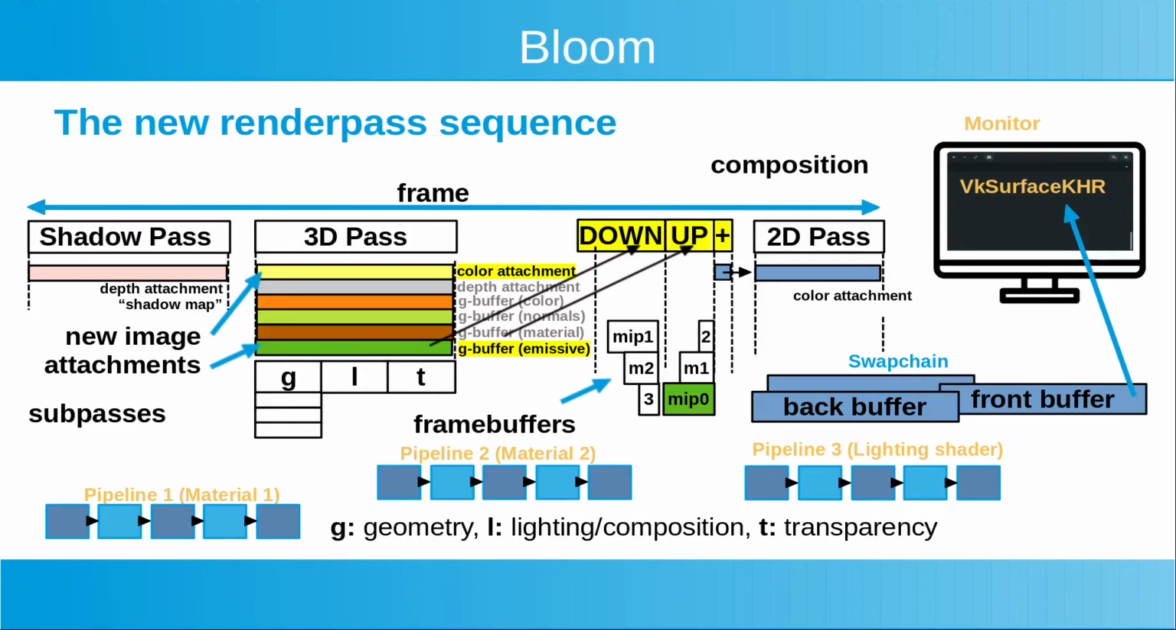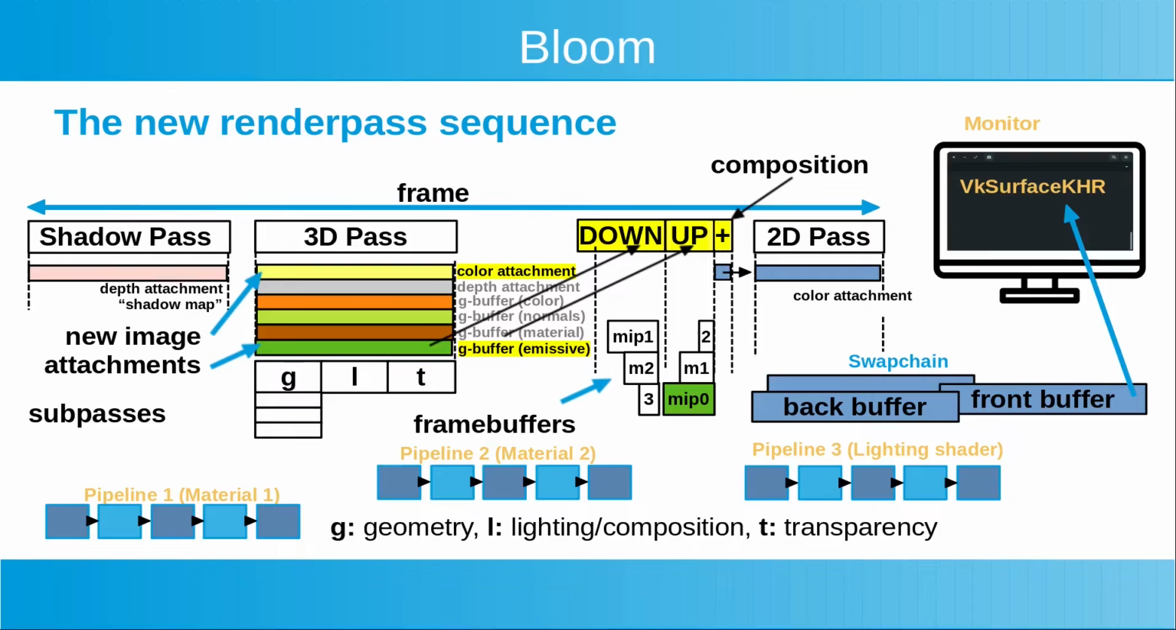For the first upsampling step, we bind MIP3 with a sampler descriptor, use a frame buffer that contains MIP2, and call the up pipeline. We repeat this until we reach MIP0, our original emissive image.